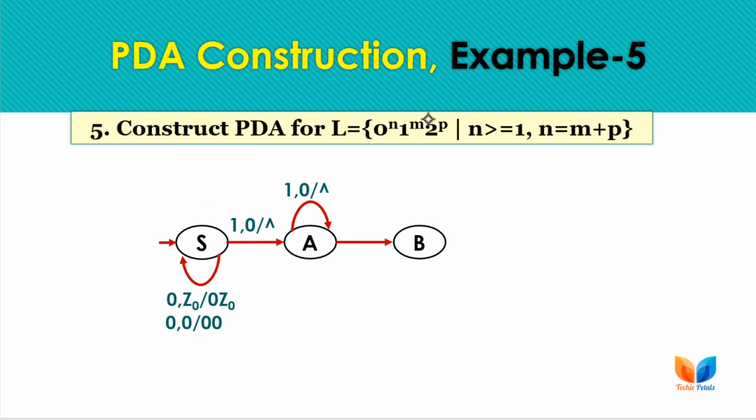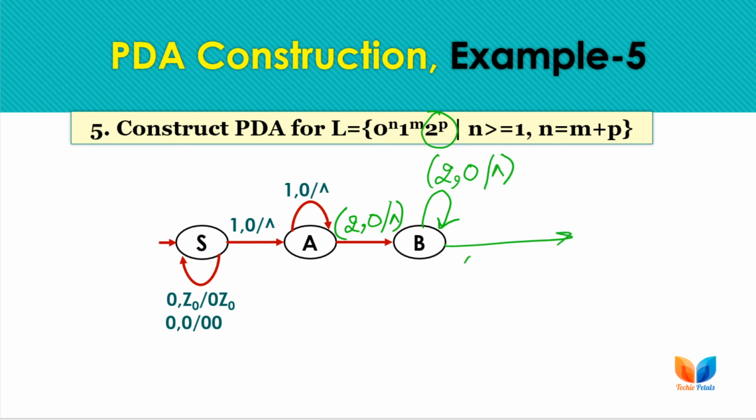Now for the 2s, once we start getting 2, if we are having 2 in the input string, the stack must have zeros. So the stack top must be a 0, and we start again with the pop operation. We have to pop zeros from the stack corresponding to every 2 received in the input string. So for 2, the stack top is 0, and we replace it with null and move to the next state.